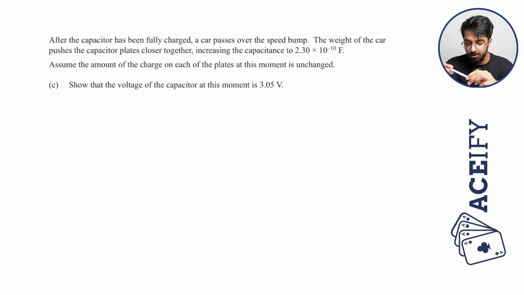After the capacitor has been fully charged, a car passes over the speed bump. The weight of the car pushes the capacitor plates together, increasing the capacitance to 2.3 times 10 to the negative 2 farads. Assume the amount of charge on each of the plates at this moment is unchanged. Show that the voltage of the capacitor at this moment is 3.05 volts.